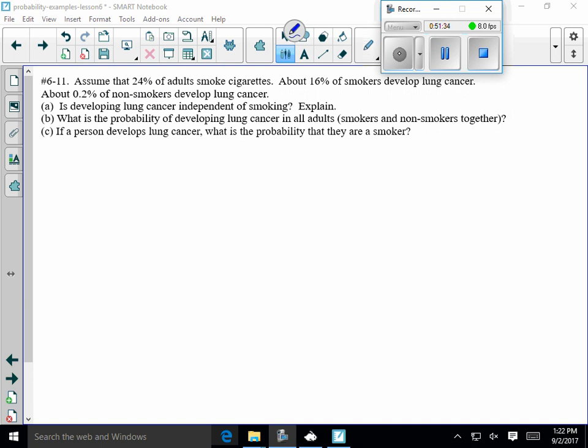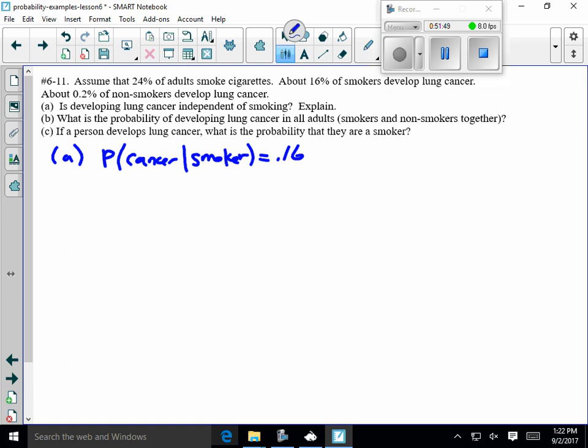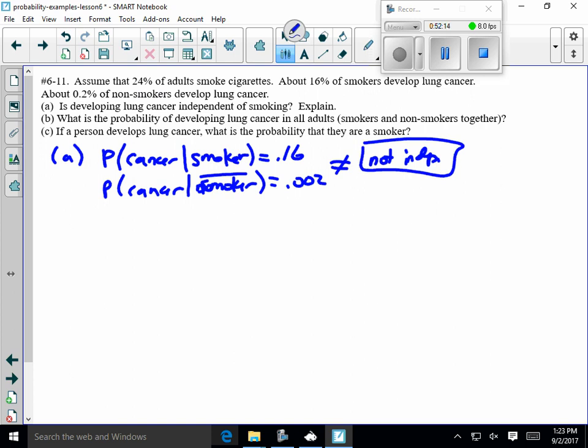Okay, so for the first one, is the probability of lung cancer independent of smoking? Well, the probability of developing cancer, I'm just going to call it cancer, given that you're a smoker, they said that's 16%, right? The probability of developing cancer, given that you're a non-smoker, maybe I could write it this way, smoker, but I'll put the complement sign, non-smoker, that's 0.2%, right? The fact that those things are not equal means that the probability of having cancer depends on whether you're a smoker, and therefore these are not independent. These are not independent because in fact they do depend on whether you smoke.